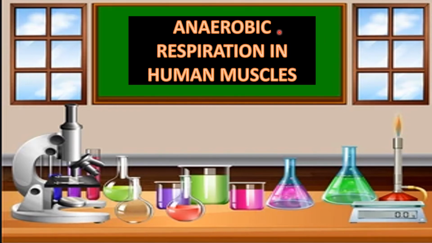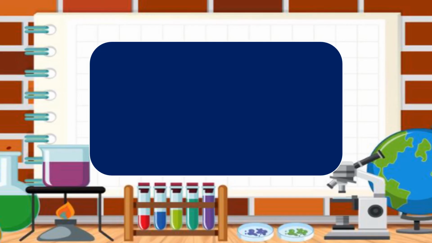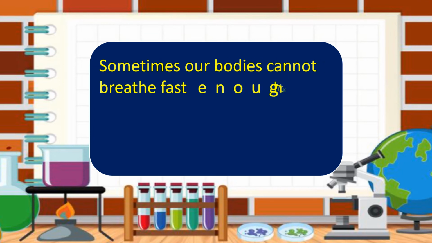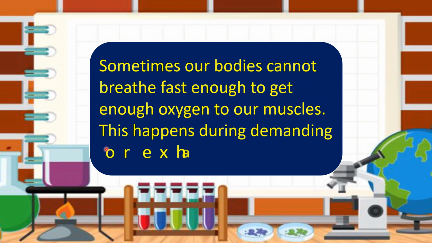Okay, so we have what we call anaerobic respiration in human muscle. As I said a while ago, sometimes we use anaerobic respiration if it's necessary. If we don't have enough oxygen in our body, especially when we do exercise or extreme activities, we undergo anaerobic respiration. So what will be the effect if we undergo this kind of respiration? Sometimes our bodies cannot breathe fast enough to get enough oxygen to our muscles. This happens during demanding or exhausting activities.